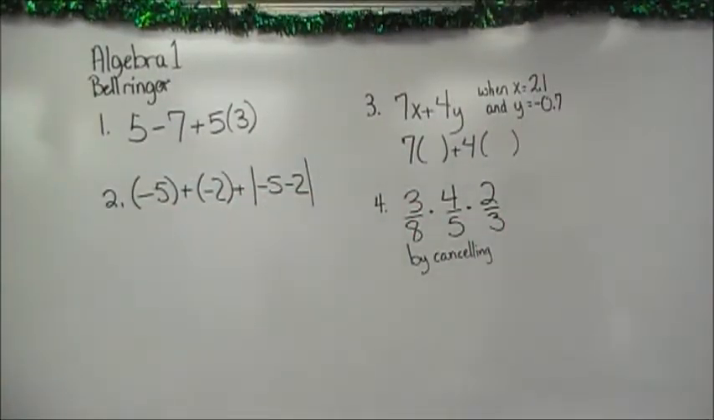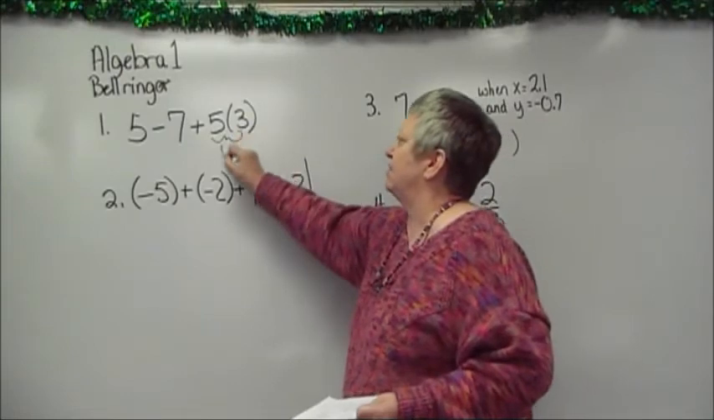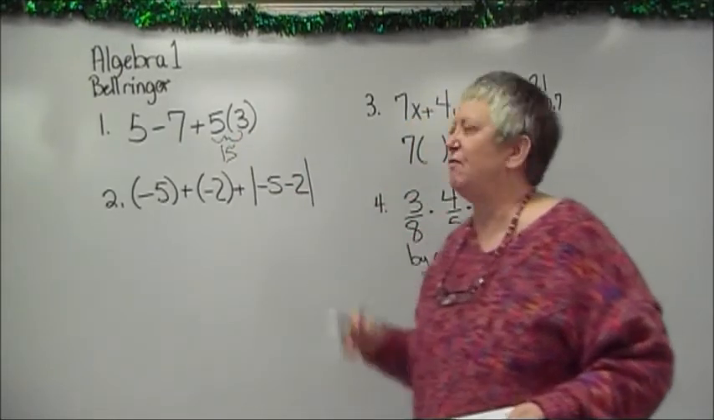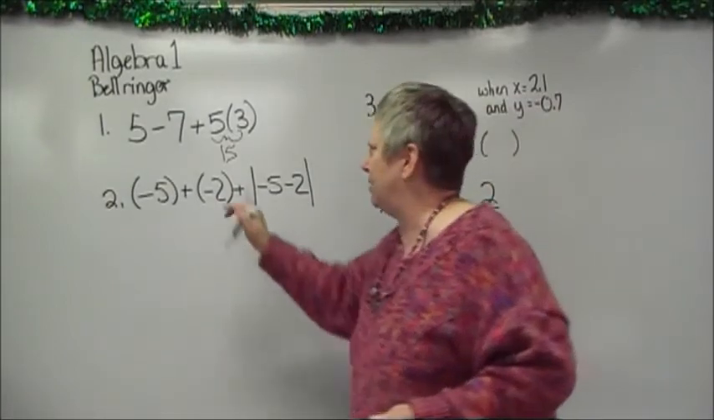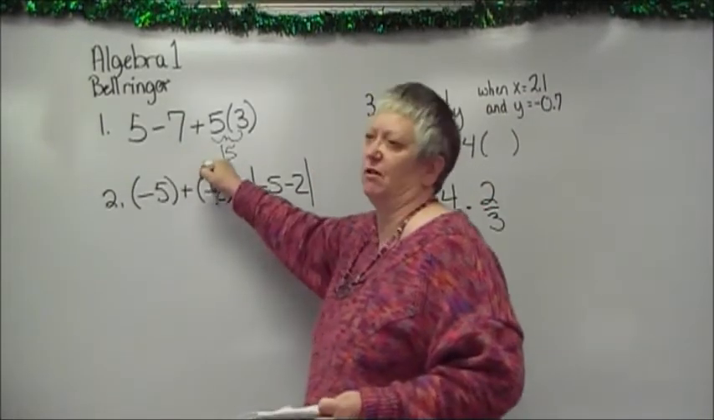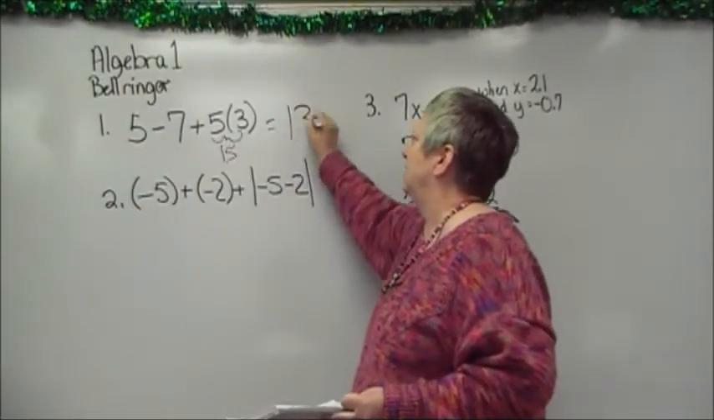Okay, should be able to have these done. So the answer that you got for that first one, remember that you have to do this part first to get 15. So 5 minus 7 plus 15. Remember the commutative property? You can go 5 plus 15 first, get 20, and then subtract 7, so that should be 13.